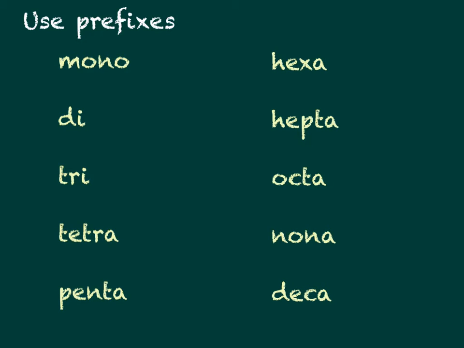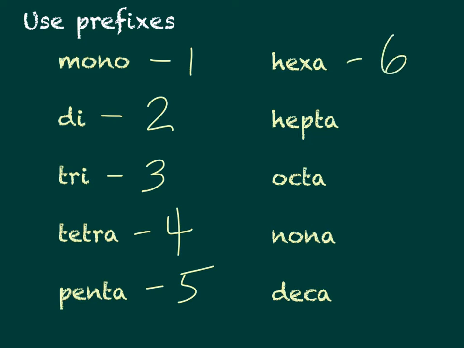When we name covalent compounds or molecular compounds, we use prefixes, and you should recognize most of these. Mono means one, di means two, tri means three, tetra means four, penta means five, hexa means six, hepta means seven, octa means eight, nona means nine, and deca means 10. We'll use these prefixes when we see the corresponding subscript in the formula.